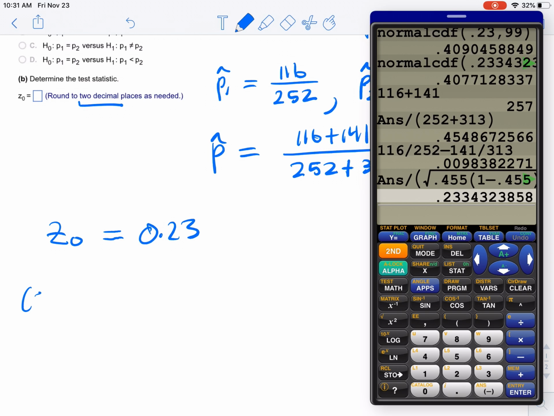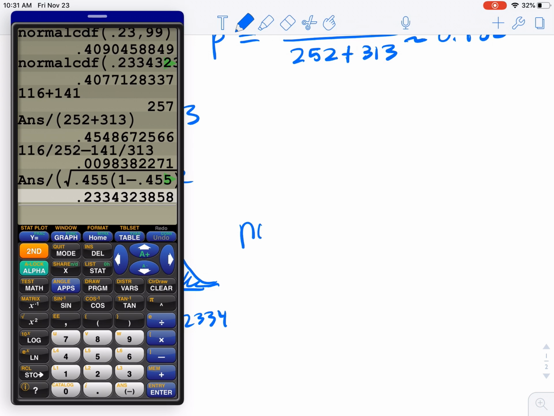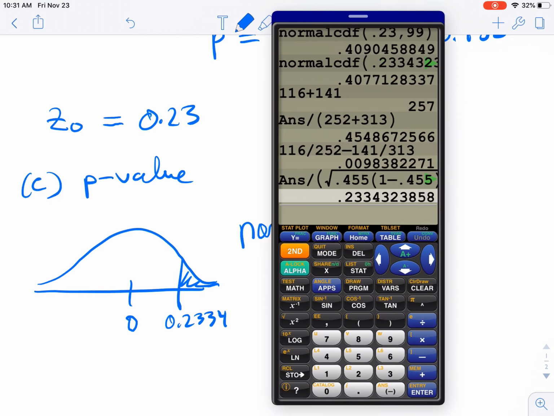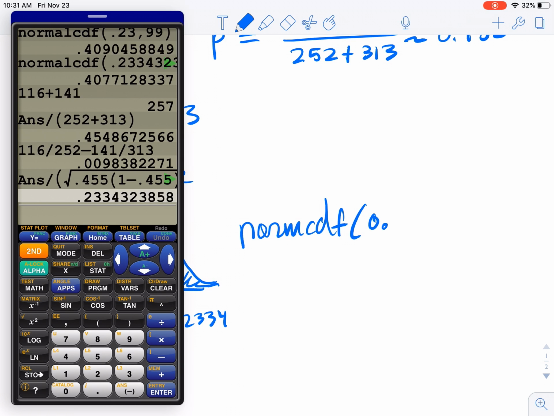Now watch when I find the p-value. I'm going to be more precise for the p-value. I can draw a picture like this. Put 0 in the center, and I'm going to put 0.2334 and leave that. Watch when I do this. I'm going to do norm CDF, 0.2334, comma 99. The more precision, the better here.